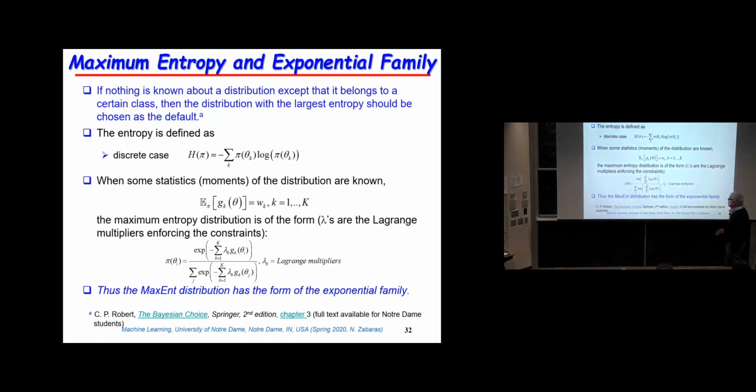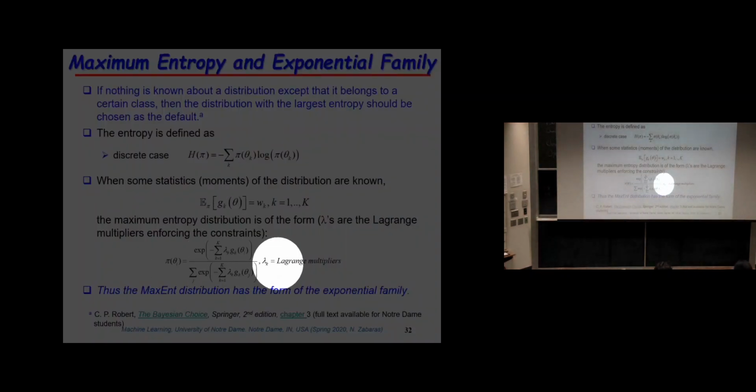So these maximum entropy distributions are extremely useful when you say, look, this is what I know. For the things that I don't know, I want to make them as random as possible. I want to maximize the entropy. And that leads you to an exponential distribution of this form.